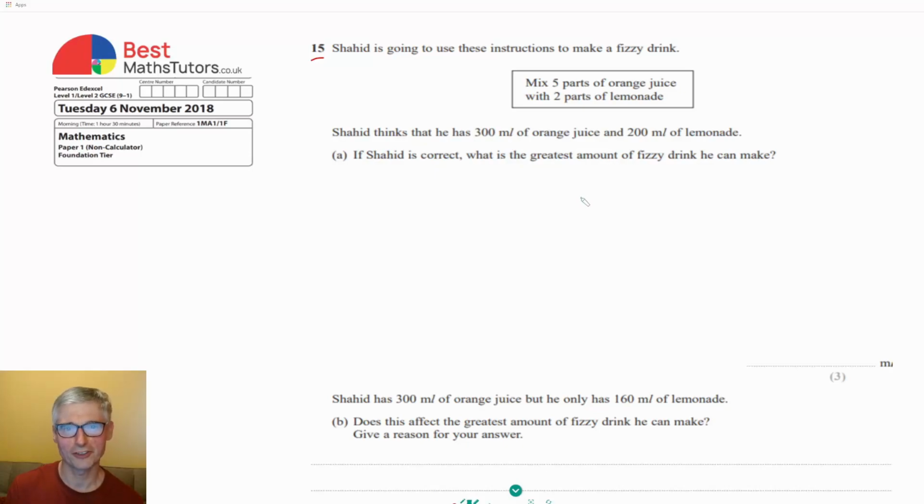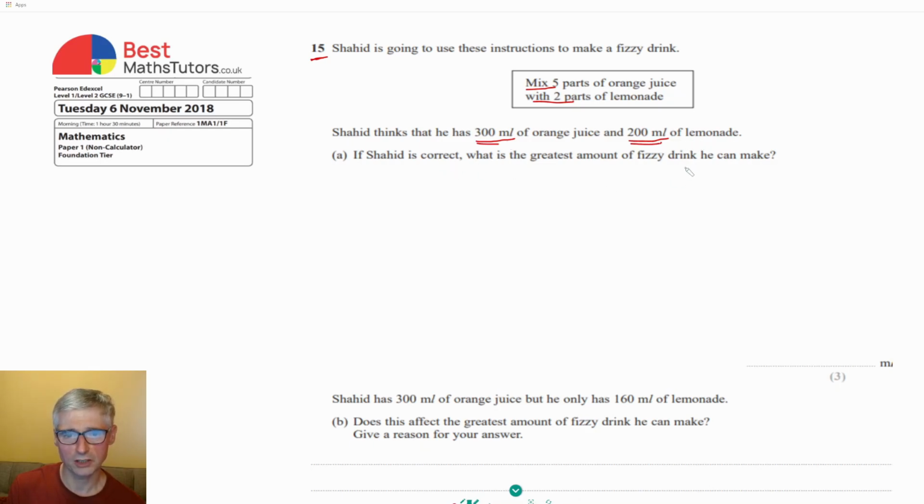I'm continuing to go through the Edexcel Foundation Tier Paper 1 from November 2018 and we're on question 15. It says that Shahid is going to use these instructions to make a fizzy drink. He's going to mix 5 parts of orange juice with 2 parts of lemonade, and he thinks that he's got 300 millilitres of orange juice and 200 millilitres of lemonade. So if he's correct with those amounts, what's the greatest amount of fizzy drink that he can make?